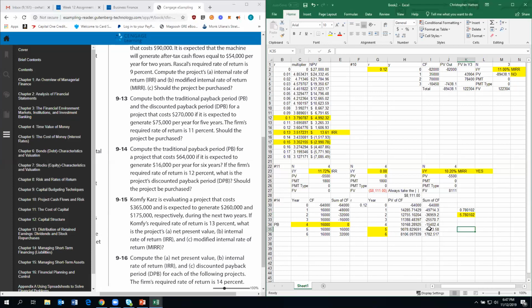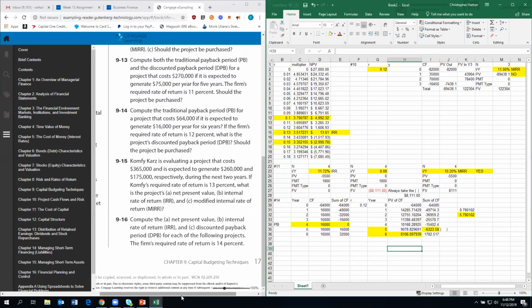So that is how that is done. So remember, you're taking the absolute value of that, and dividing it by this. All right. And that's your discounted payback. So you go from 4 years to 5.78 years. It makes a huge difference. You can see that.